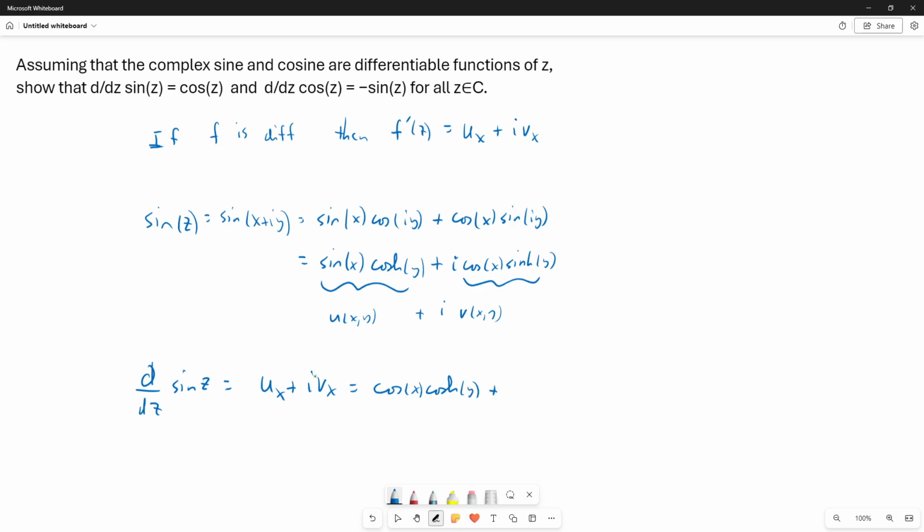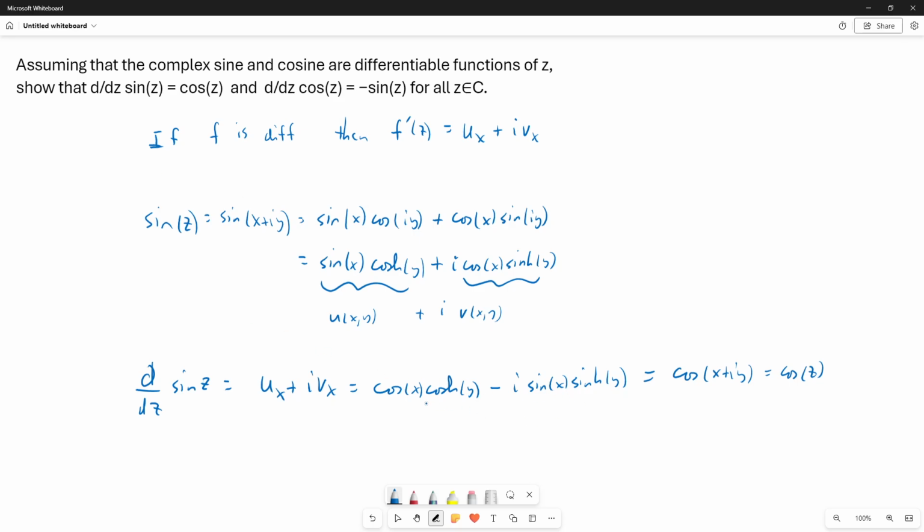And then we have i v sub x, so we have to take the derivative of cosine x, and the hyperbolic sine of y is treated like a constant. The derivative of cosine x is negative sine x, so let's change this plus into a minus, and sine x times hyperbolic sine of y. This is the definition of cosine of x plus iy, or cosine of z. So this shows that the derivative of sine z is cosine z.